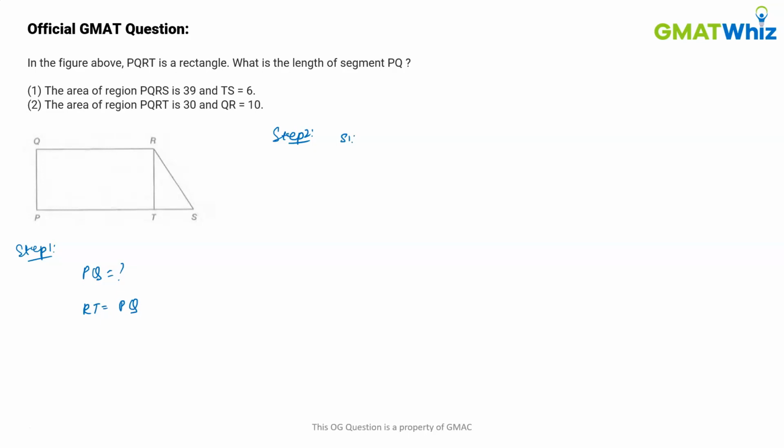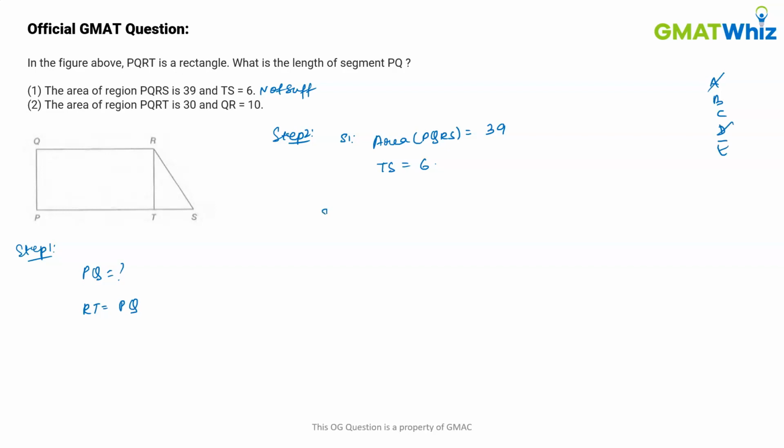According to statement 1, the area of the region PQRS is equal to 39, and the value of TS equals 6. From here, even if we take variables to find the length of PQ, we will not be able to deduce an answer and get the value of the length of segment PQ. Hence, statement 1 is not sufficient, and out of the given options, we eliminate options A and D.